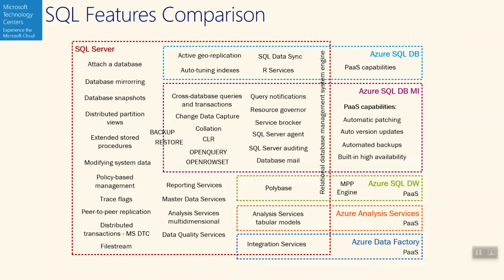So you just use the Portal to enable these features. And some other features like distributed partition views, extended stored procedures, modifying system data, policy-based management, trace flags, peer-to-peer replication, which is available only in SQL Server, distributed transactions, FILESTREAM. So there are features which are available only in SQL Server, which means that you can still use them in Azure, but in this case you will need to use Azure virtual machines.